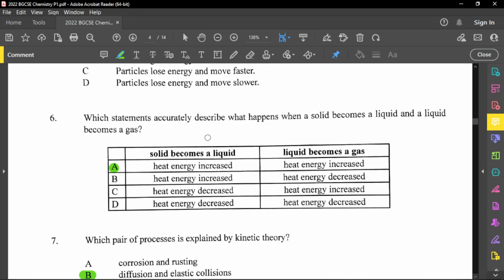Because there are some questions that are just straightforward right off the bat. Now, question number 6 is which statements accurately describe what happens when a solid becomes a liquid and a liquid becomes a gas. So for a solid to become a liquid, you must apply heat to it. So heat energy is increased. And for a liquid to become a gas, you must apply heat as well to it. So in both cases, heat must be applied, and hence option A is the correct answer.